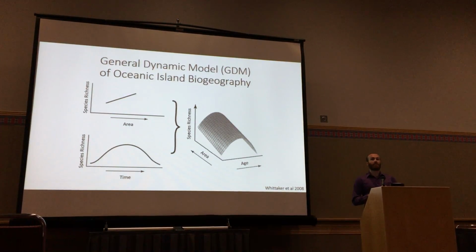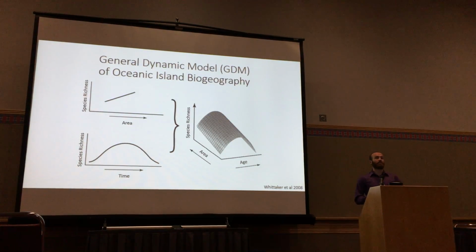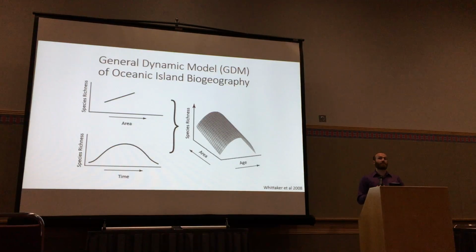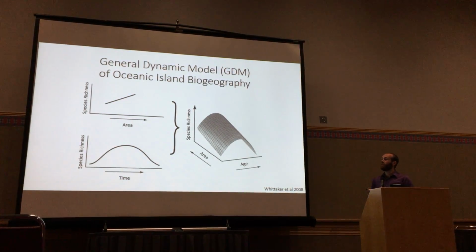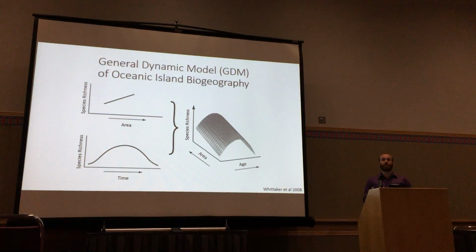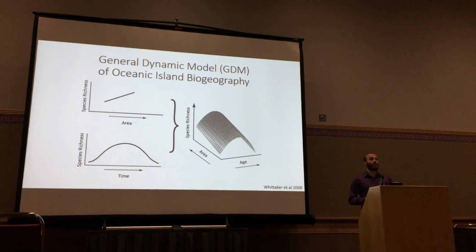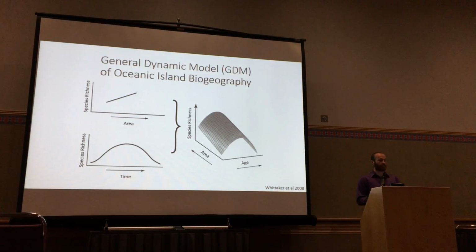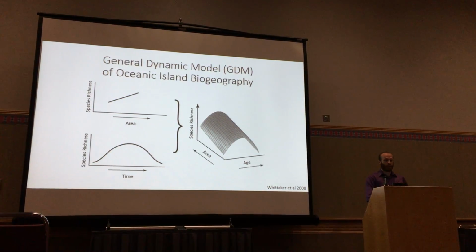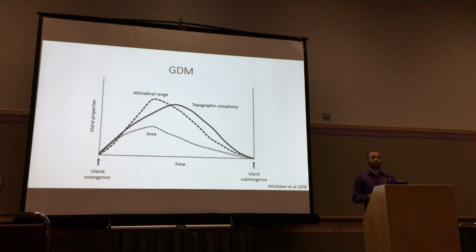Many studies have seen that while isolation is important for islands, it's not isolation from the mainland, it's mainly isolation within the archipelago. So they use area. There's a linear relationship: as area increases, species richness is going to increase. But for time, they have a hump-shaped relationship. The reason they make this assumption is because volcanic islands follow a very typical lifespan.